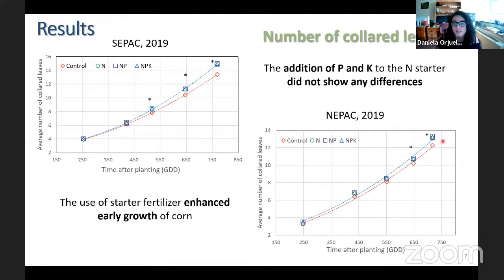So then at the end of the season, we will have around 0.5 to 1 leaf difference between the control and the starter. But we couldn't find any difference earlier in the season. So here what we found was that the use of a starter fertilizer in fact enhanced the early growth of corn, with the addition of more leaves for the plants that had a starter fertilizer.